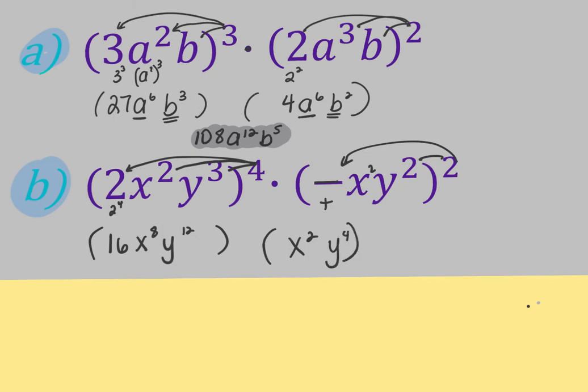Then we're multiplying out this step. So 16 would get multiplied by any coefficient there. There's not one there, it's a 1, so that would be 16. X to the 8th times x to the 2nd. Add those exponents, so you get x to the 10th. And y to the 12th and y to the 4th. Add those exponents, you get y to the 16th.